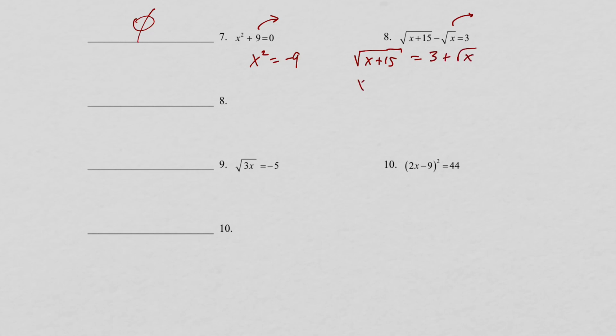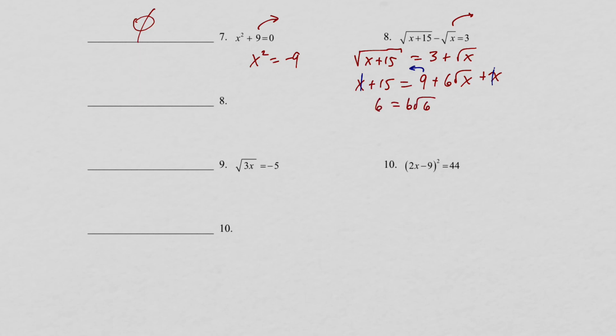When I square the left, I get x plus 15. When I square the right, the first item squared is 9. The product of these is 3 root x, so twice that is 6 root x. And then the square of this is plus x. So we have an x on either side, so that just goes away. And I'll bring the 9 over. 15 minus 9 is 6.